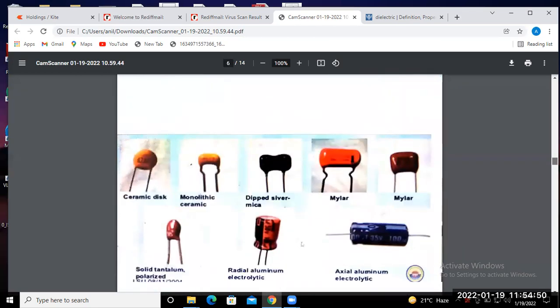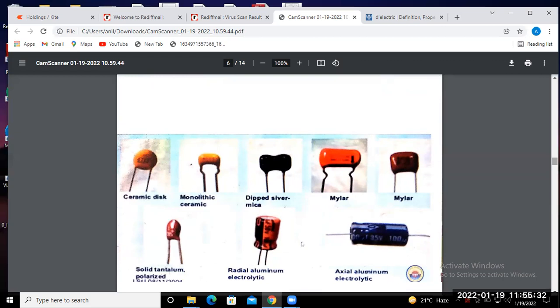This is the representation of the various types of capacitor we find: ceramic disc type, monolithic ceramic types, dipped silver mica, mylar, and solid tantalum. These are the various representations, and this is the axial electrolytic type of capacitor. I think you may find these various capacitors in the laboratory also, for practical purposes.